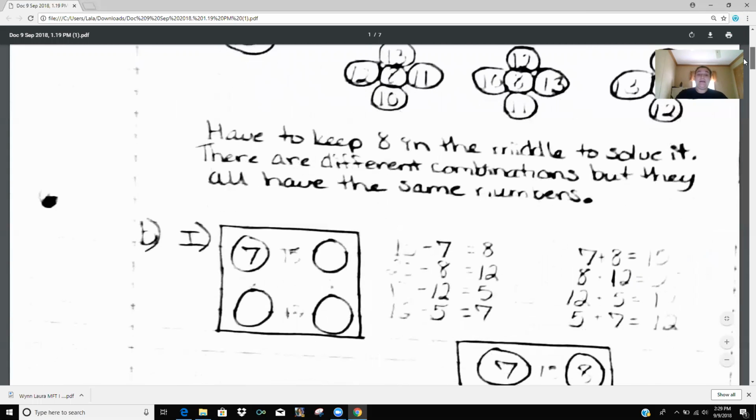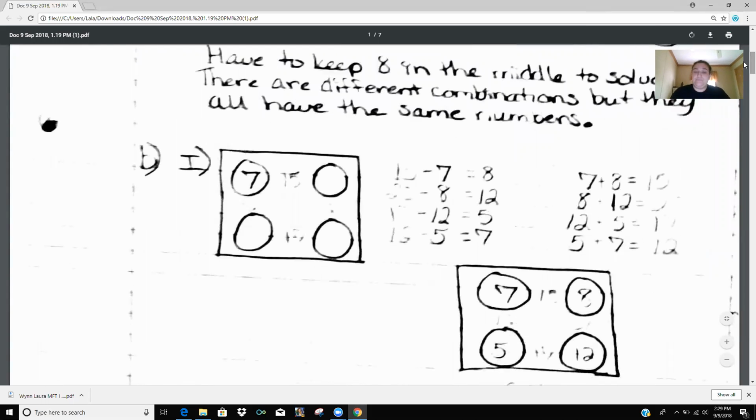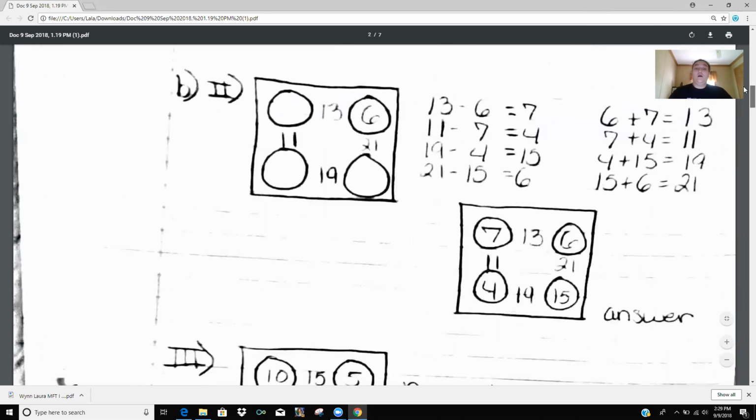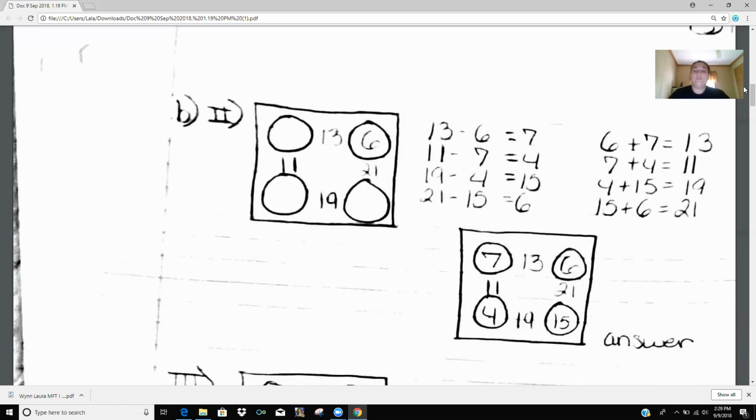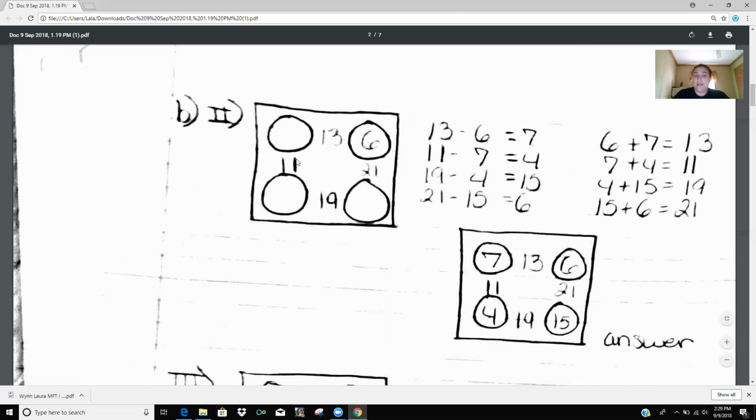Now, B, they give us a box. Let me find one that's a little bit better. Okay, this one. They give us a box with 4 bubbles in it, and there's numbers. We have 13 between these 2 bubbles, 11, 19, and 21. What they want us to do is to fill in these other bubbles, and in order to do that, this bubble and that bubble equals 13.